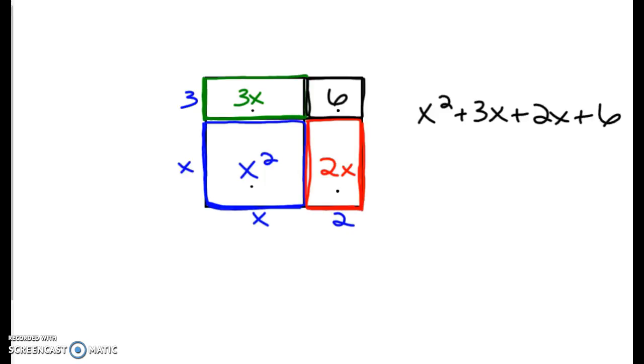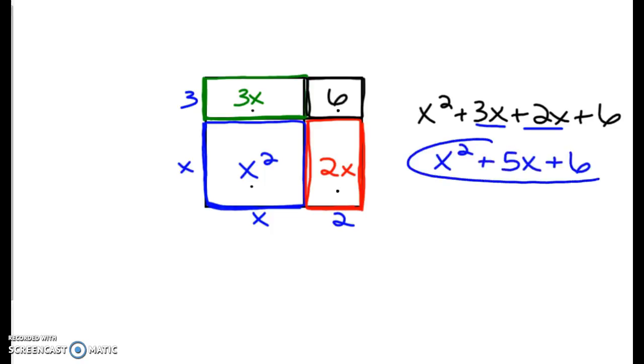And earlier we talked about how to combine like terms. Well, here we have two like terms. I have 3x's plus 2x's. So that gives me a total of 5x's. Okay, so here we have our expanded form.